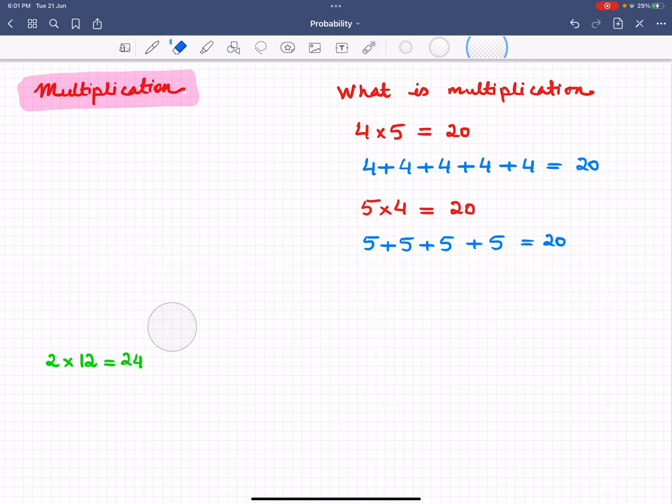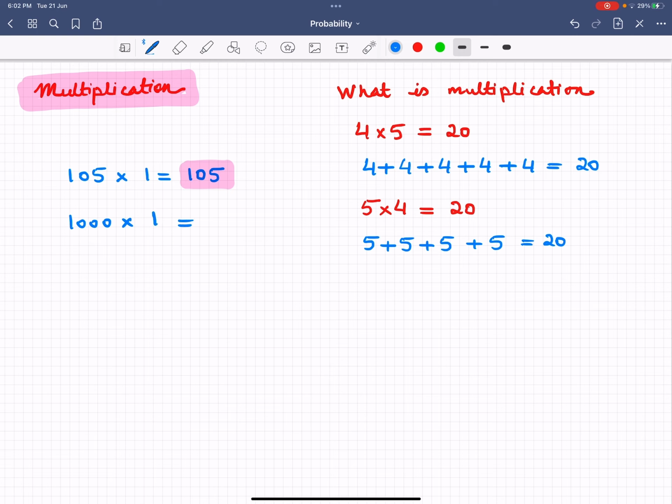So what happens when we multiply a number by 1? Let's take any number, for example, 105. We multiply it by the number 1. So multiplication of any number by 1 gives us the number itself. That is true for any number. We can say 1000 multiplied by 1. Again, multiplication of any number by 1 gives us the number itself.